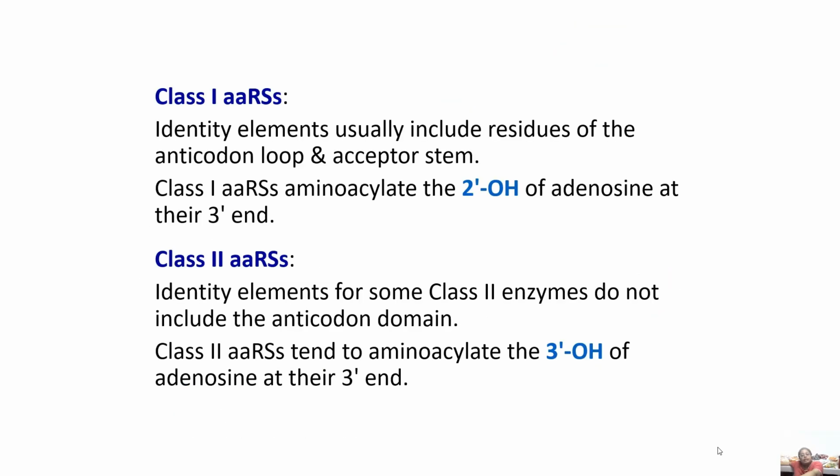Here the class 1 AARS identity elements usually include residues of the anticodon loop and acceptor stem. Class 1 AARS link the amino acid to the 2' OH of adenosine at the 3' end. Identity elements for some class 2 enzymes do not include the anticodon domain. Class 2 AARS link the amino acid to the 3' OH of the adenosine at the 3' end.